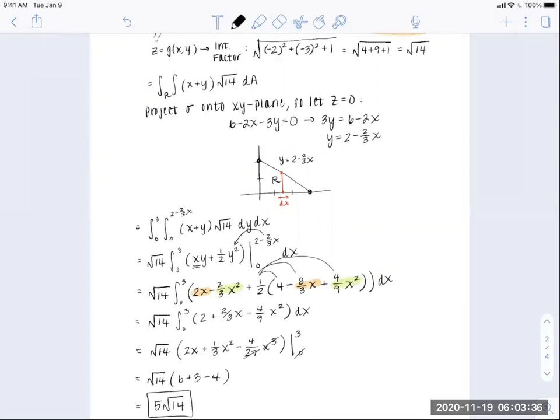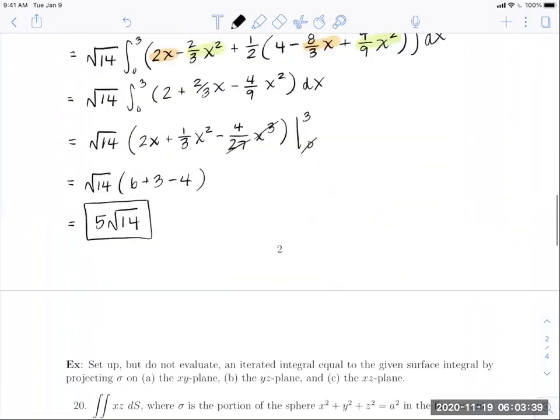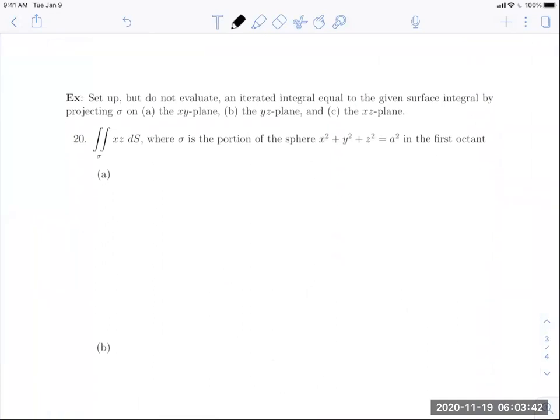All right, let's take a look at our next example. Example 20, we want to set up but do not evaluate an iterated integral equal to the given surface area or surface integral by projecting sigma onto A, the xy plane, B, the yz plane, and C, the xz plane. So we just want some practice in how to set up these surface integrals, but not actually carrying out the integration. So I really like this problem because it gets you to use all 3 parts of that theorem on page 1 of the notes to become familiar.